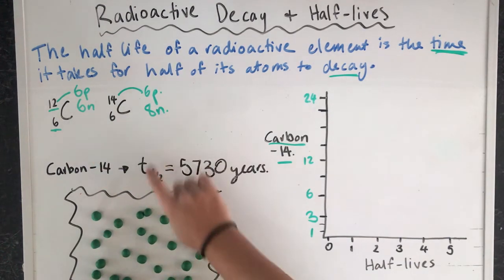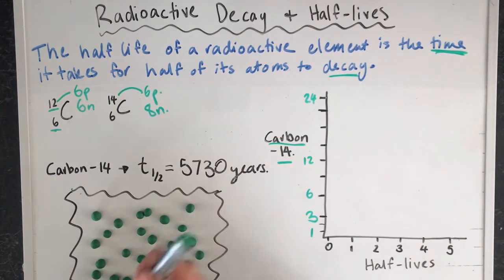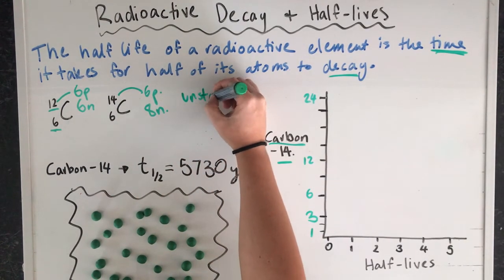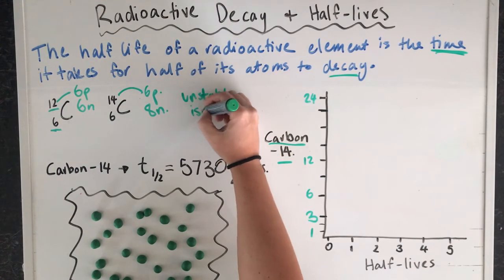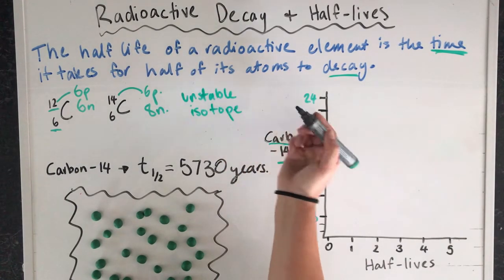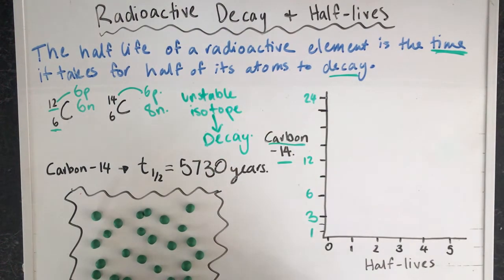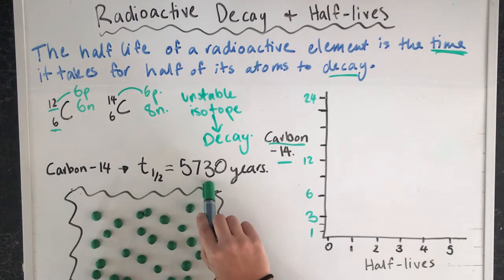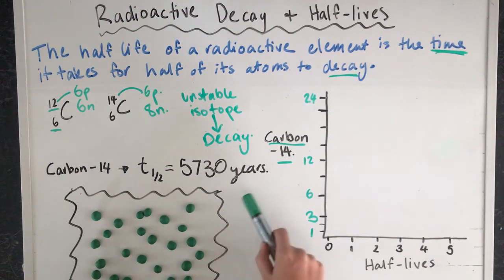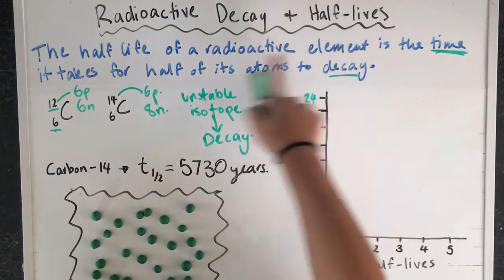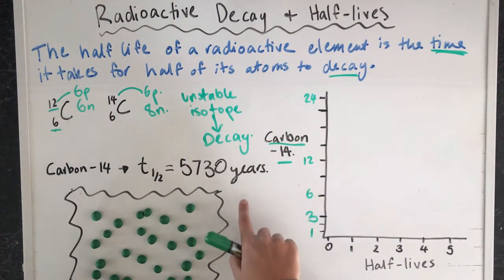This is an isotope. We know that sometimes isotopes can be stable, but in this instance, carbon-14 is an unstable isotope. It's an unstable isotope, so guess what? It wants to decay. And it will do. Now this 5,730 years, this is a really important number for us here because it actually tells us what the half-life of carbon-14 is. So the half-life, remember, is the time it takes for half of the atoms to decay.